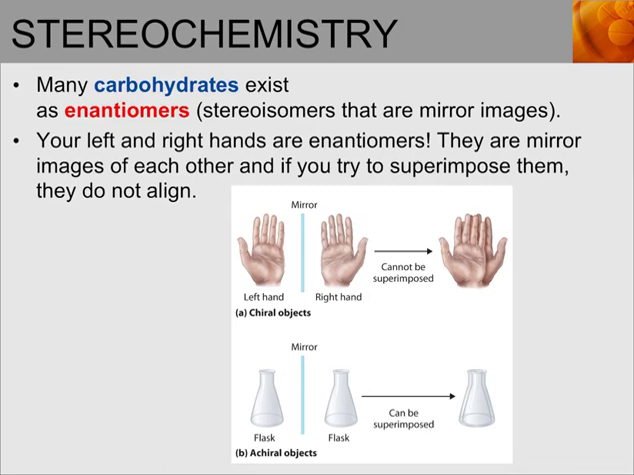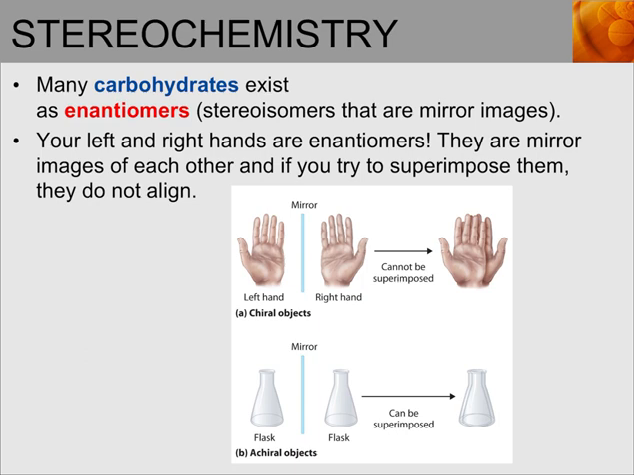Hello, in this video we are going to go over stereochemistry. So you might be wondering, what does this word even mean? Well, stereochemistry is a part of chemistry where we look at the three-dimensional arrangement of atoms in molecules and how that can affect reactions or other chemical processes.